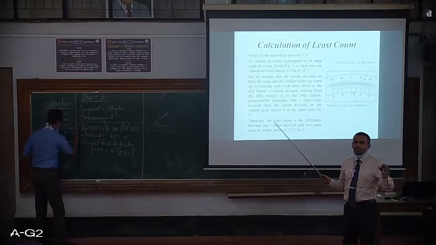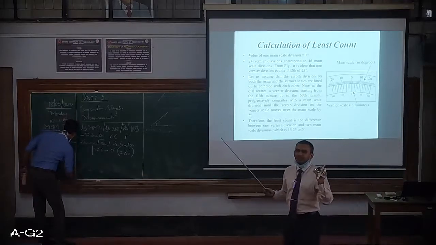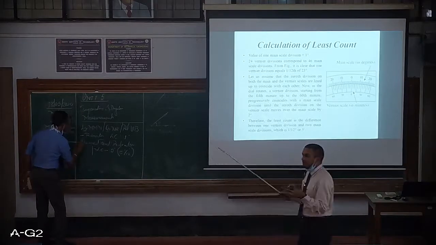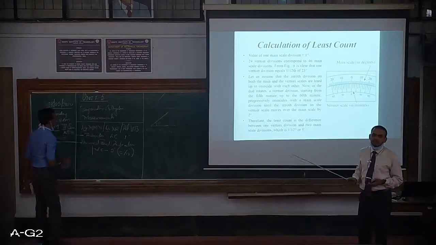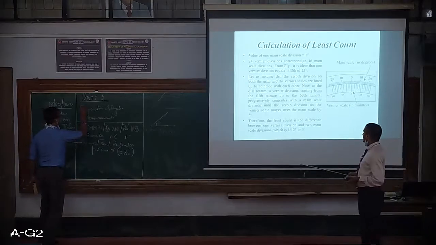So basically you cannot see the complete 360 on a vernier bevel protractor. You can see 0 to 90 and 90 to 0 and again 0 to 90 and 90 to 0. This is how the 360 degree is divided.